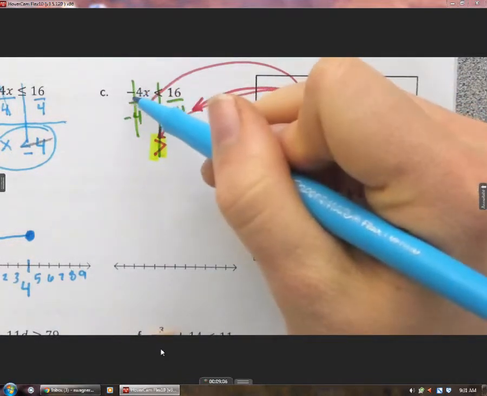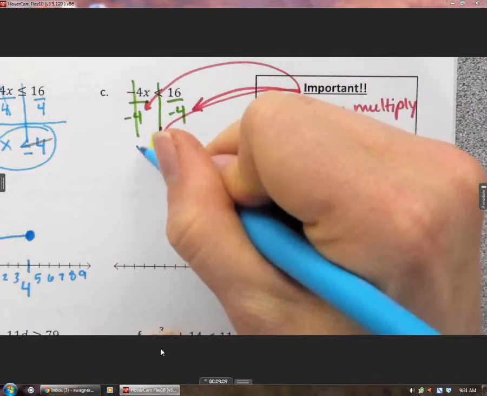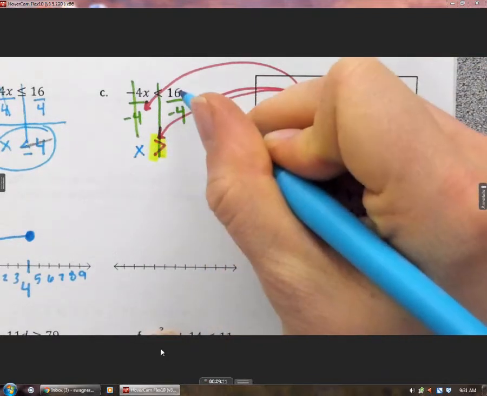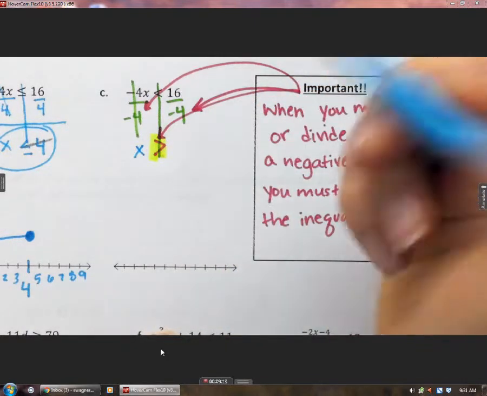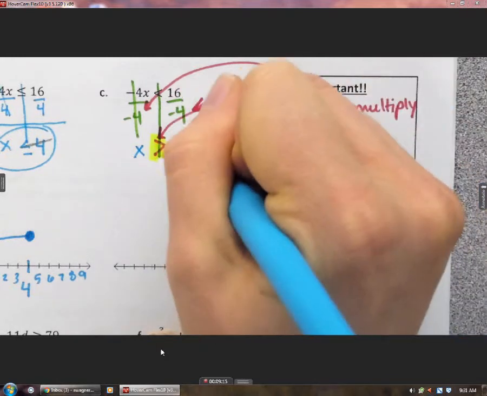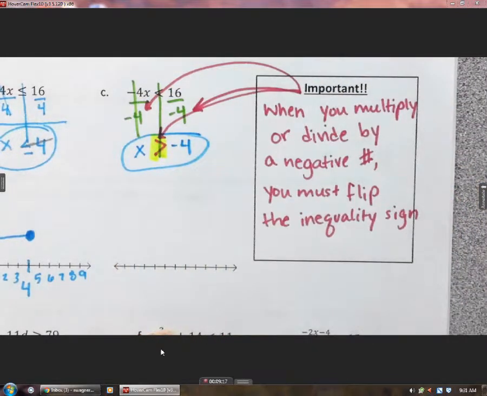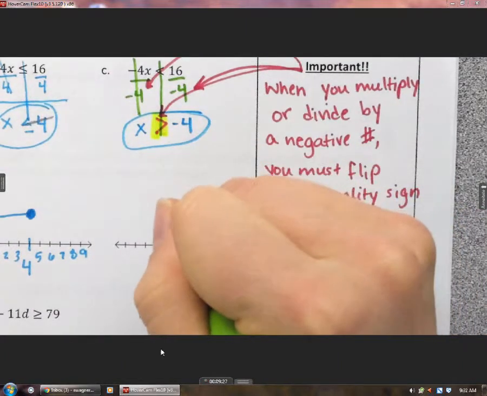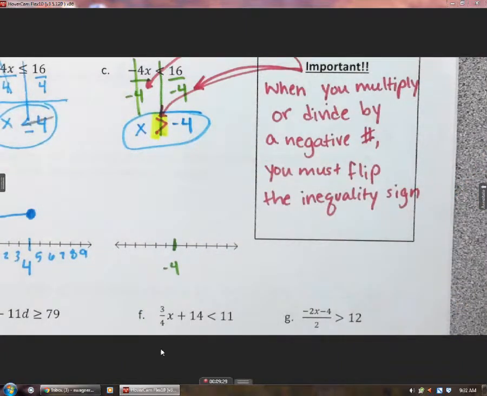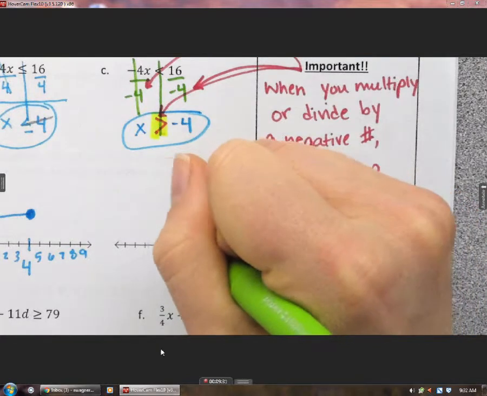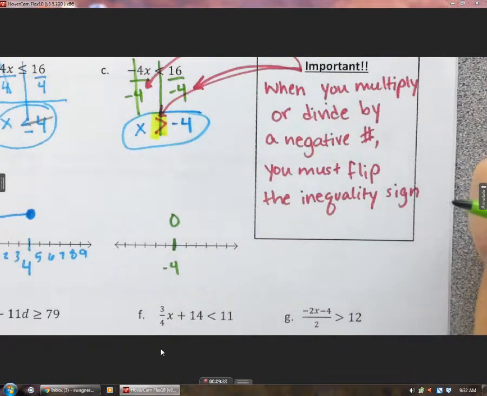So the 4 divided by -4 cancels out, so I just have x on this side. Now x is greater than, what's 16 divided by -4? -4. And then that's it for that one. So it's x is greater than -4. So let's put a -4 on here. Open or closed circle? Open. And then which way am I shading? With the arrows.